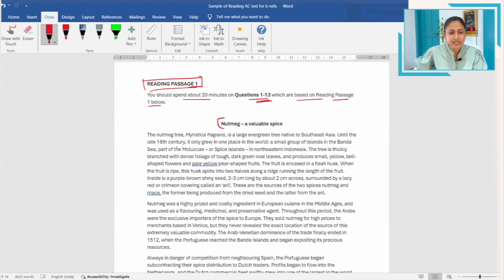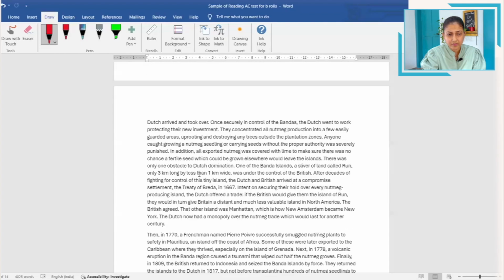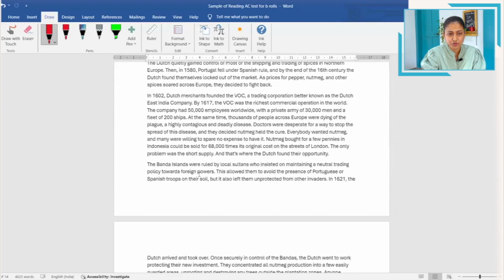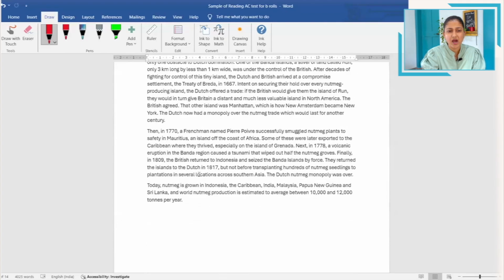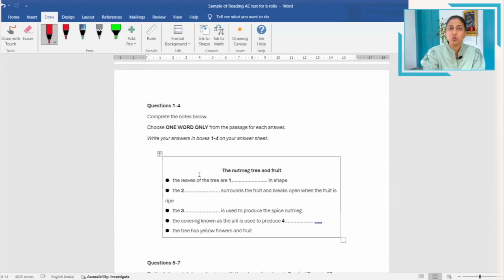Then I also see that there is a heading given for this passage. Then let's look at it. It seems to be a lengthier passage, roughly 2 pages, as we have seen, around 800 to 900 words. Then the questions for this passage start.